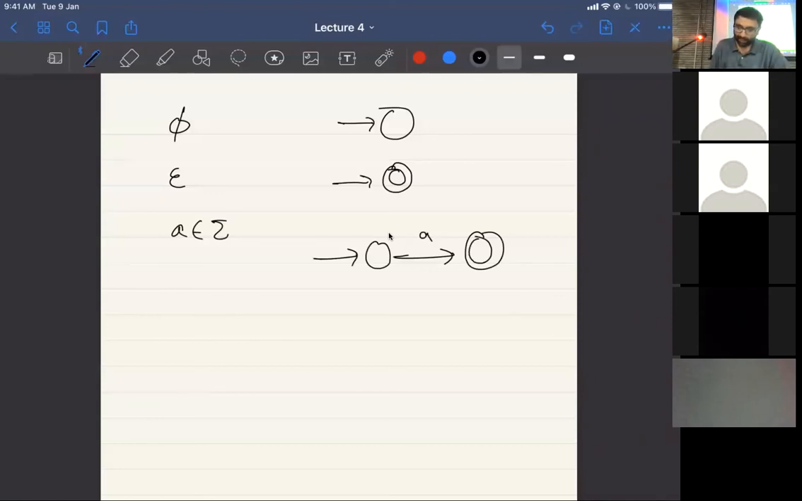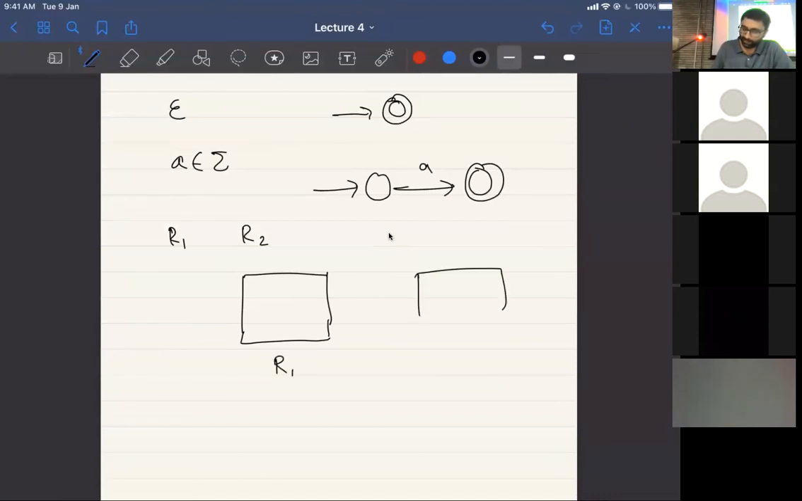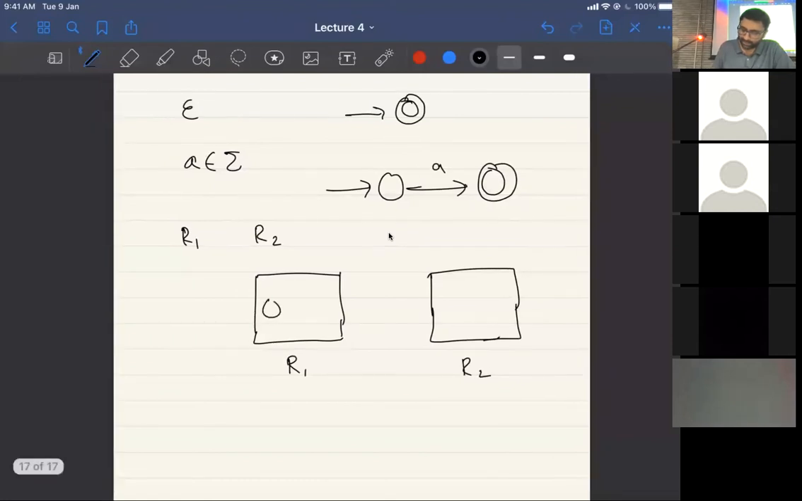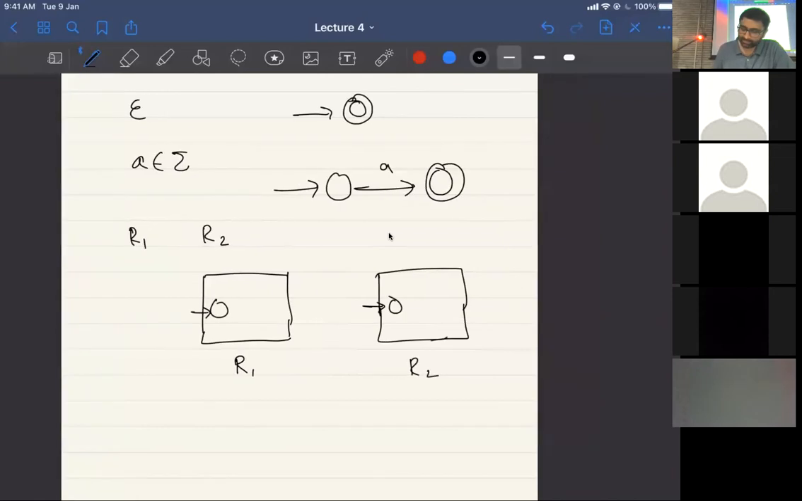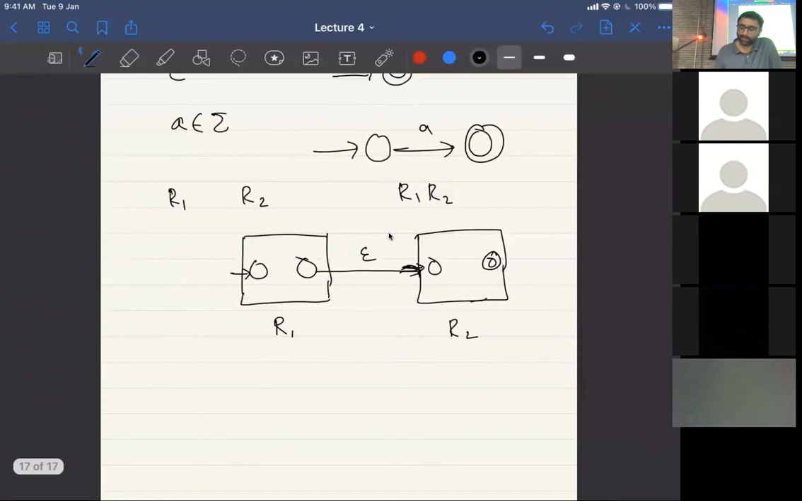If R1 is a regular expression and R2 is a regular expression, there must be some NFA for R1 and some NFA for R2. Each has a start state and some final state. So what is the NFA for R1R2? That is the concatenation of these two. We place them together, one above the other, and remove the final status from the first machine's final state, making it an ordinary state. Connect it to the starting state of the next one with an empty string transition. That's it. This is for R1R2.